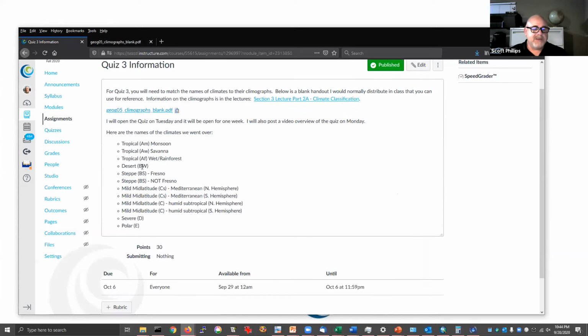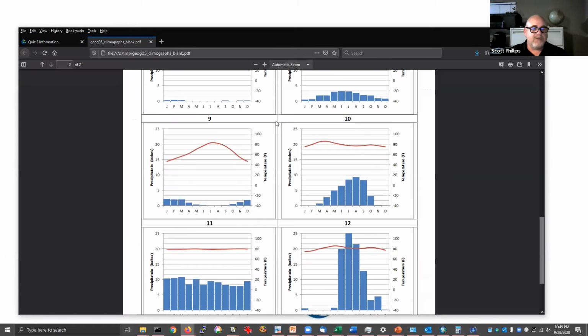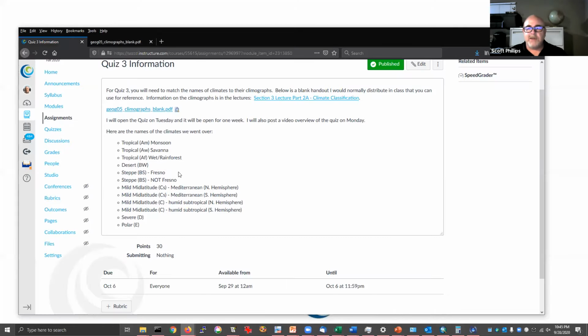Another note about the quiz is that you will have to match. So there's 12 names here, 12 graphs here, and in the quiz you'll need to match the graph to its name. And the names in the quiz will appear exactly as they are here. So if you're making notes, these are the names that you'll want to be able to attach to each one of those graphs that are shown in the handout.